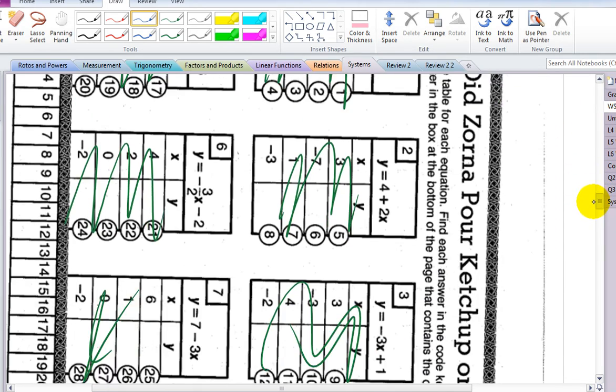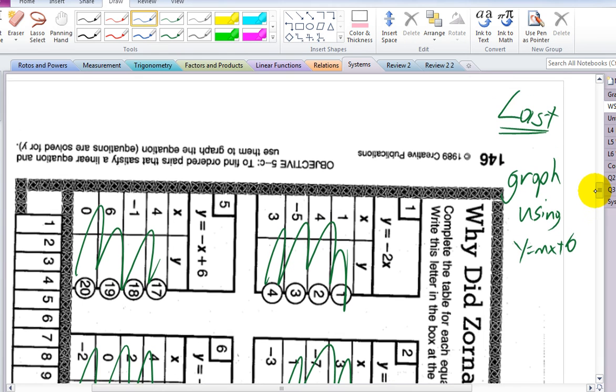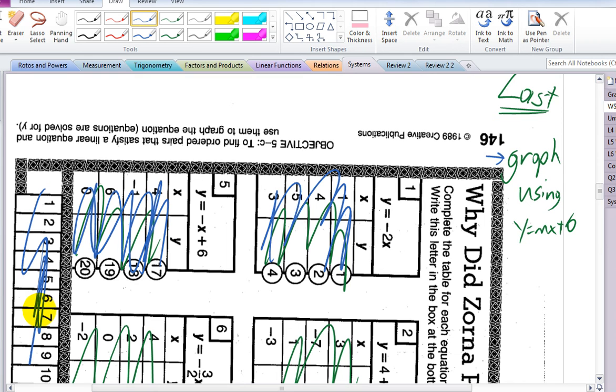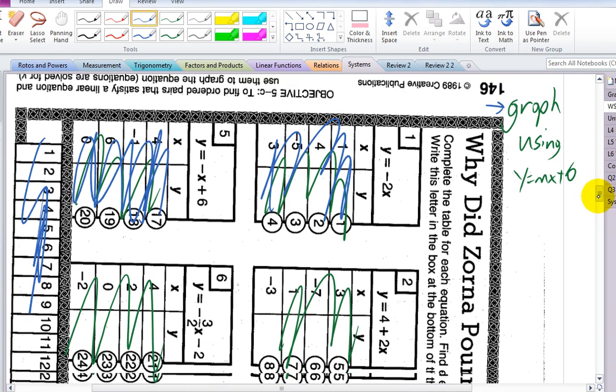Okay? We try and cook it up better. This one here, Zorna and the ketchup, find that one. Do it last. Okay, please do it last. Because by this time you've already done a fair amount of this. So do it last. You want to graph using y equals mx plus b. So you are not doing the puzzles. Cross this all off. You are not doing those. Cross off the bottom.